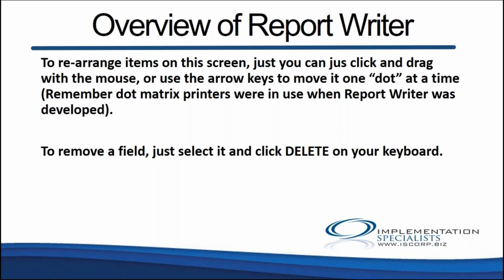To rearrange areas on the screen, you can just click and drag with the mouse, or you can use the arrow keys to move it one dot at a time. Like I said, this was developed when dot matrix printers were all the rage. And if you want to remove a field, this is not always recommended. You just hit delete on your keyboard. It's recommended if you want to remove a field to make it hidden. Report Writer sometimes does have dependencies where it'll depend on a field. So if you delete it, anything that depends on it is going to break, and your report suddenly will start giving you errors.